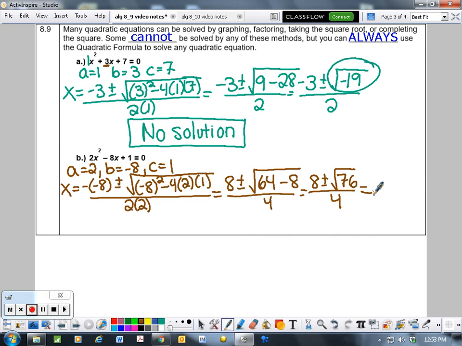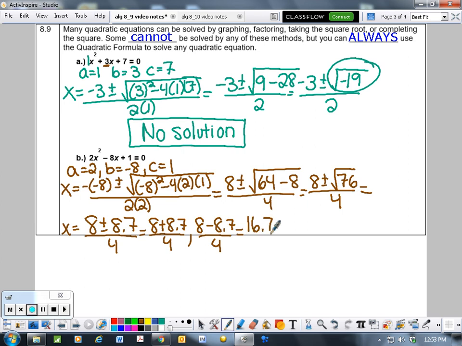Square root of 76 is 8.717797887, which we're just going to round to 8.7. So this becomes 8 plus or minus 8.7 divided by 4. So it's 8 plus 8.7 divided by 4 and 8 minus 8.7 divided by 4, which gives me 16.7 divided by 4 and -0.7 divided by 4. And I can't have a decimal inside of a fraction, so I'm going to have to divide that out.